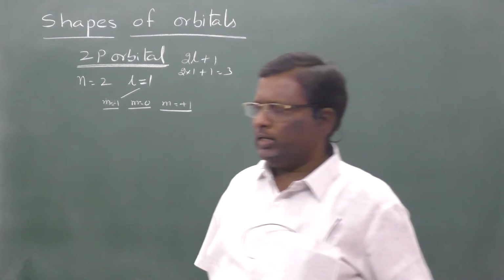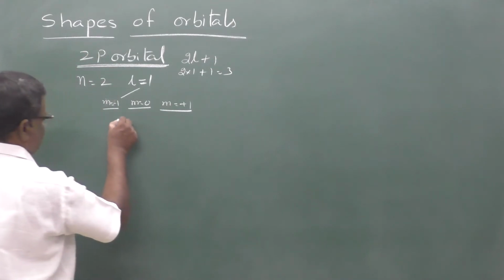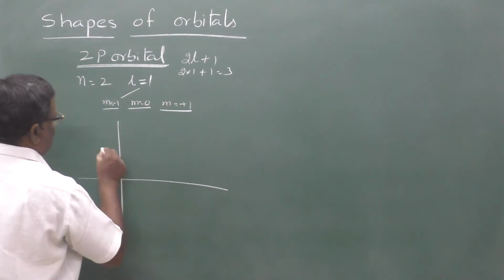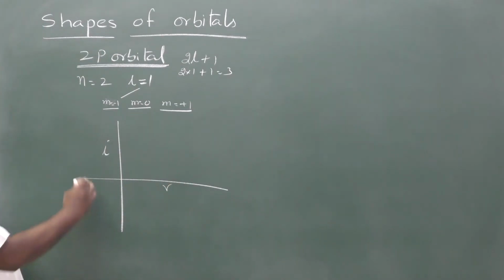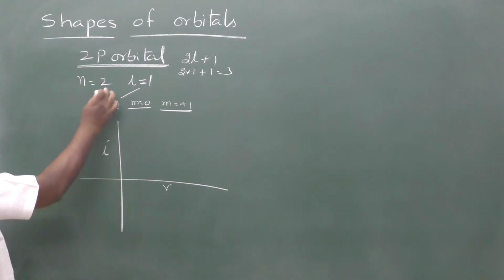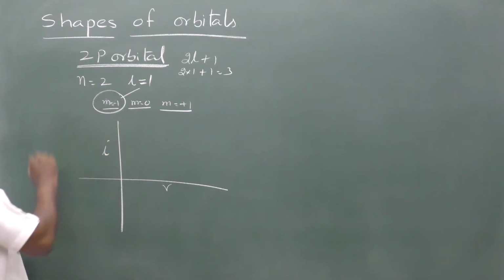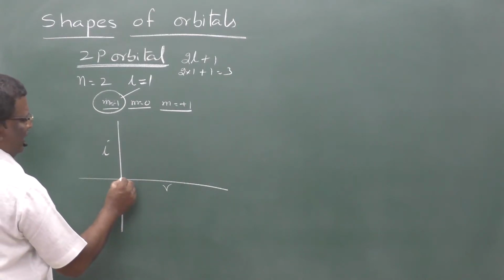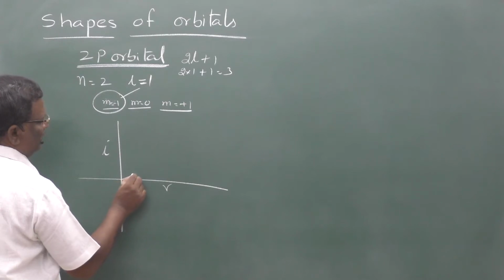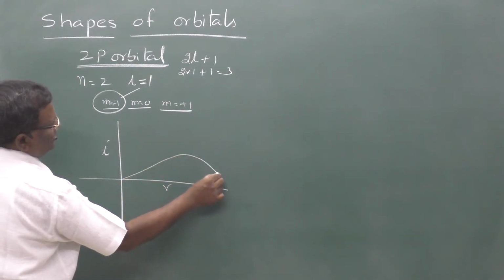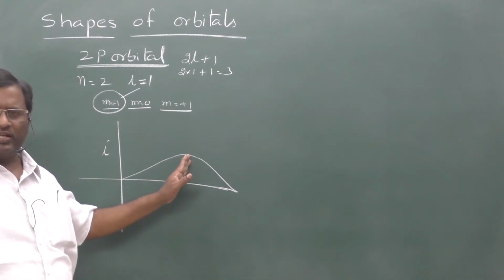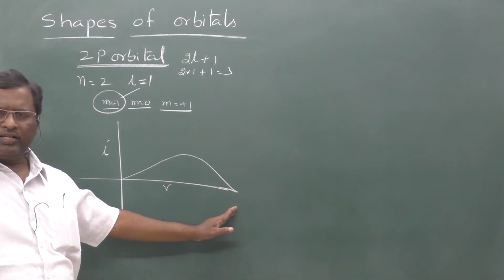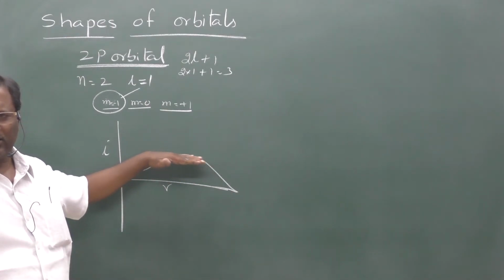Now, in a similar manner, if I plot a graph, this is radial probability and this is radius. If I plot a graph for 2p orbital, the probability of 2p orbital for this orientation, m is equal to minus 1 along x-axis, I found that the probability will be like this. Just like 2s orbital, it gradually increases and reaches a certain point and again decreases, but it is somewhat flat in a certain area.